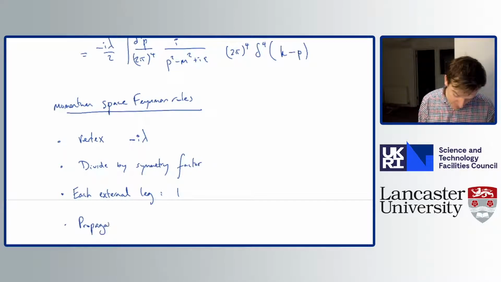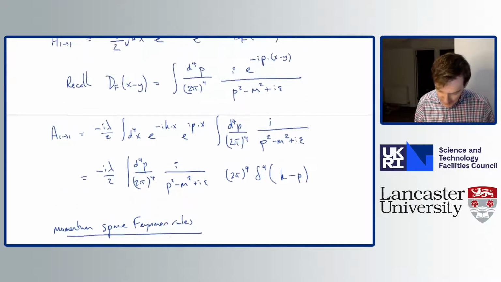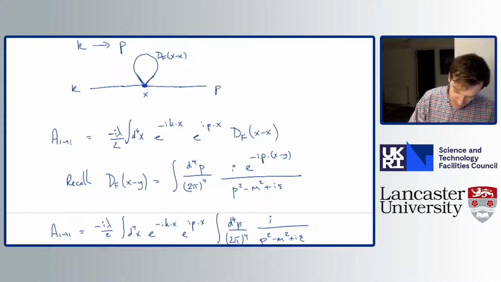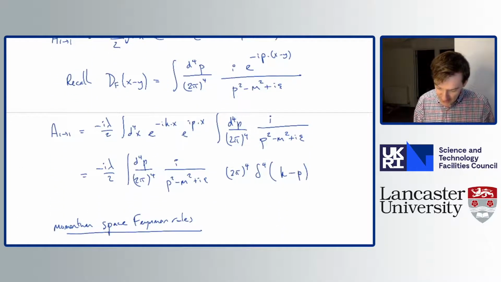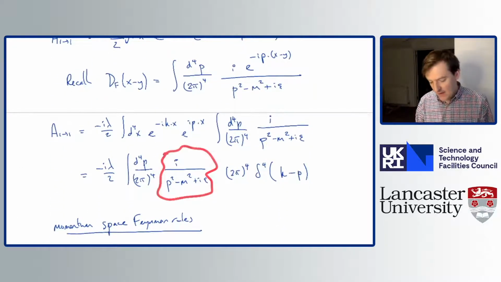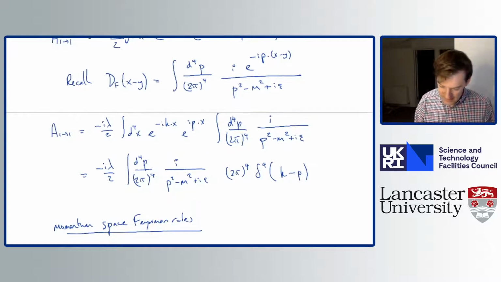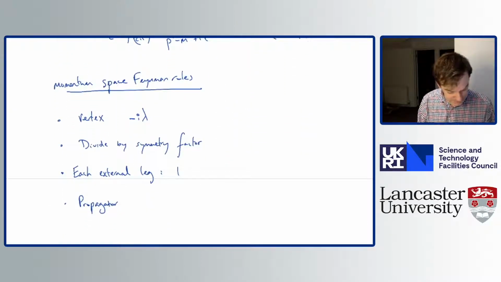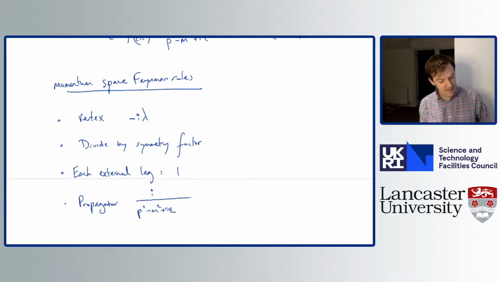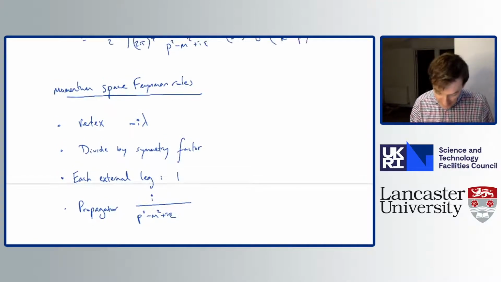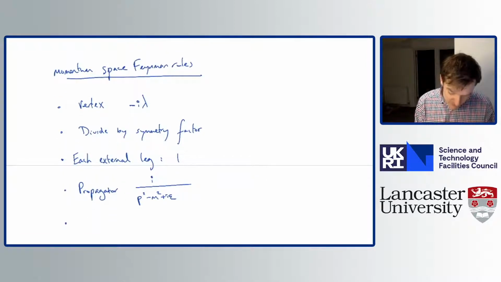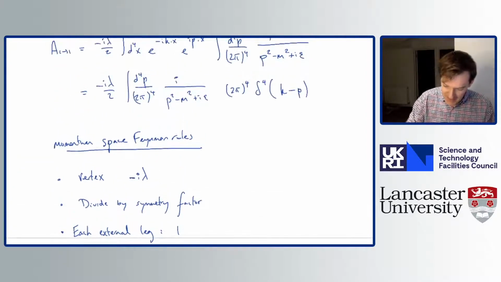We get a factor for the propagator. In this instance, the propagator was this loop, and the term associated with the propagator is this factor i over p squared minus m squared plus i epsilon. So we get i over p squared minus m squared plus i epsilon. We have to integrate over something. In position space, we integrate over d4x. In momentum space, you see that we integrate over d4p.